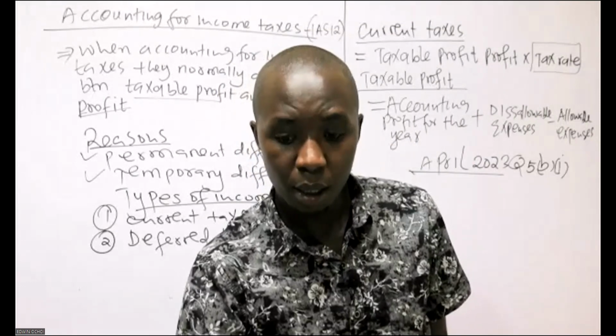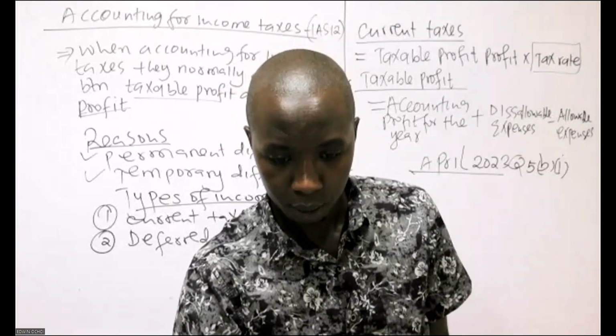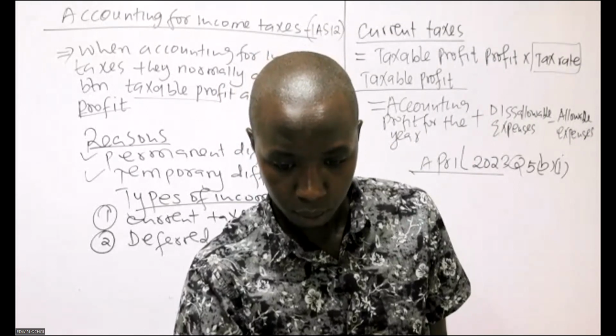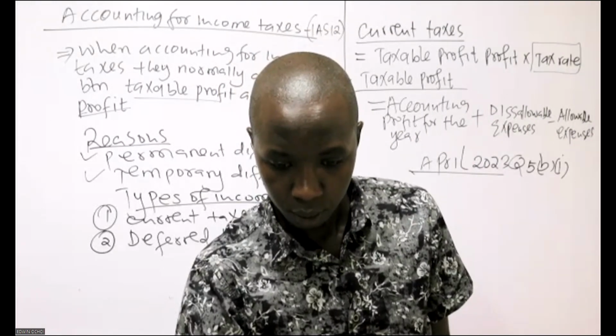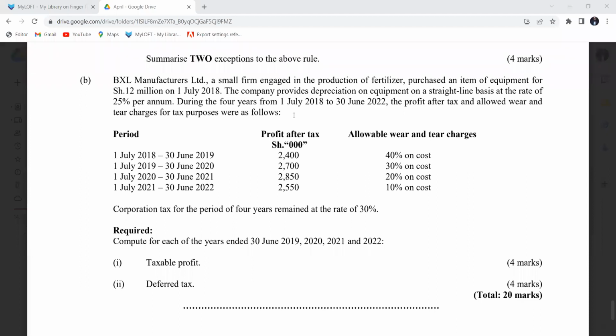So I'm going to do the April 2023, question 5B, Roman 1. So this is the relevant question, the BXL Manufacturers Limited.